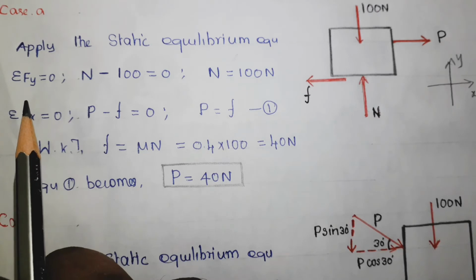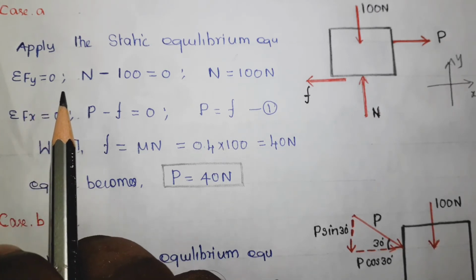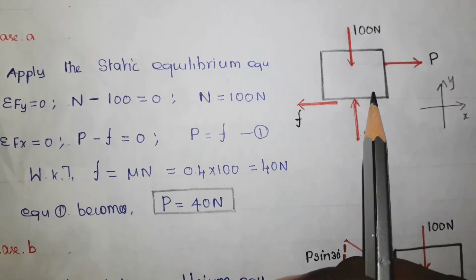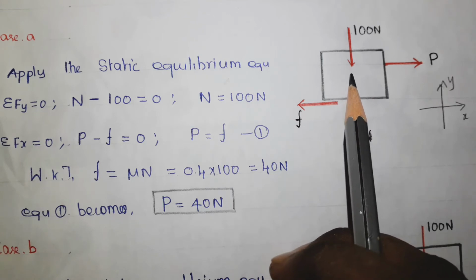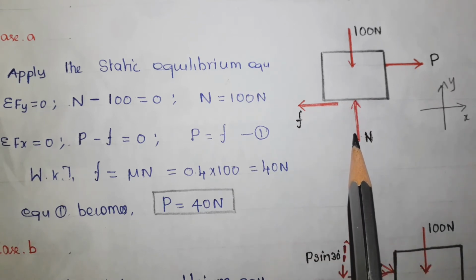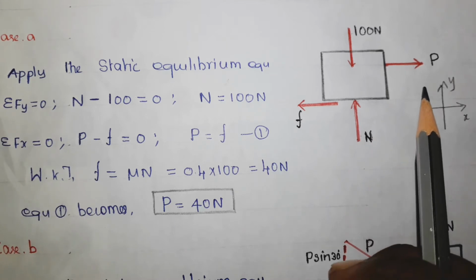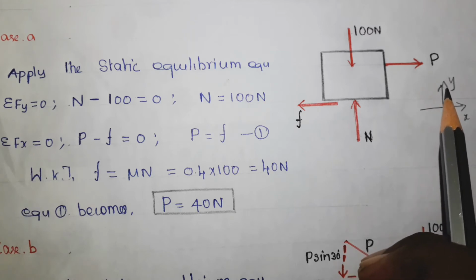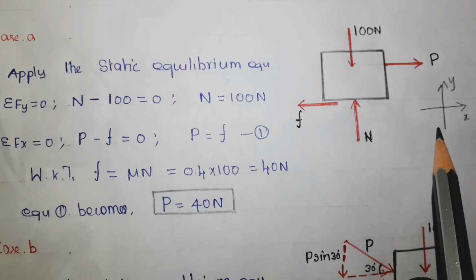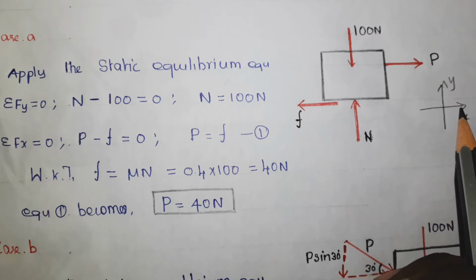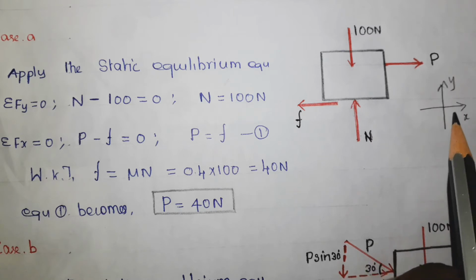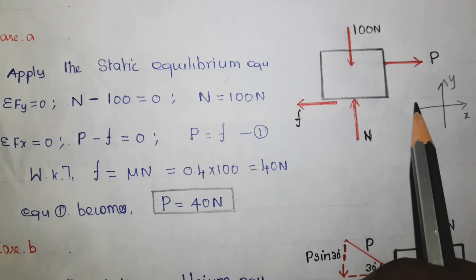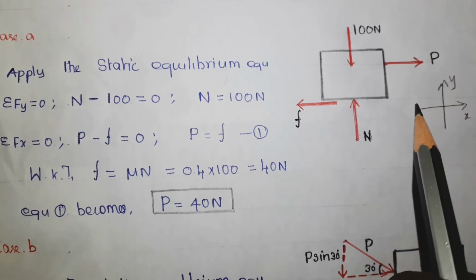First I am going to consider that the summation of all vertical forces is equal to 0. If you see this free body diagram, there are two vertical forces, one is the normal reaction and another one is the weight, but weight is acting in the downward direction and N is acting in the upward direction. In the Cartesian coordinate system, the vertical force moving in the upward direction is positive and downward direction is negative. Similarly, the force which is going from left to right is positive and right to left is negative. So this is the concept behind the sign convention for force system.